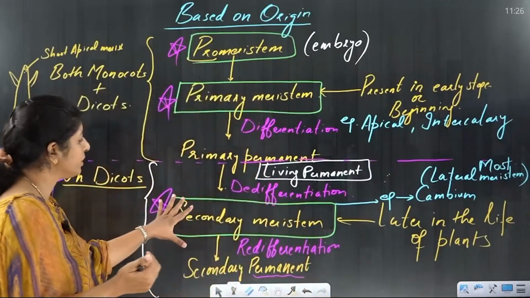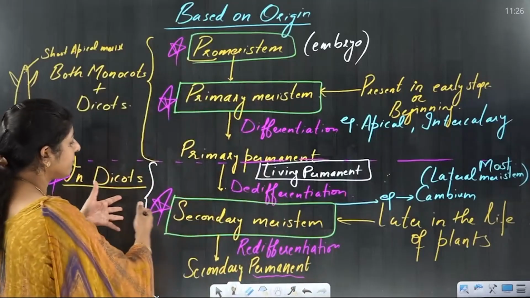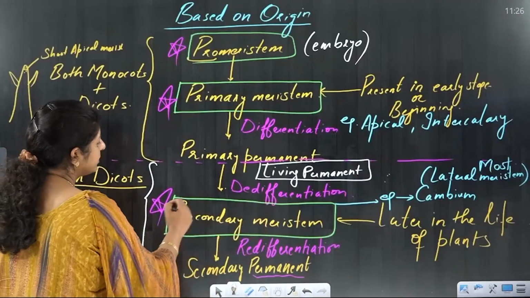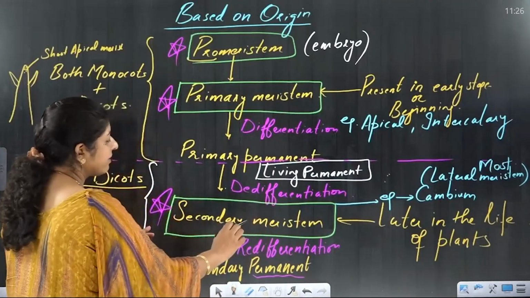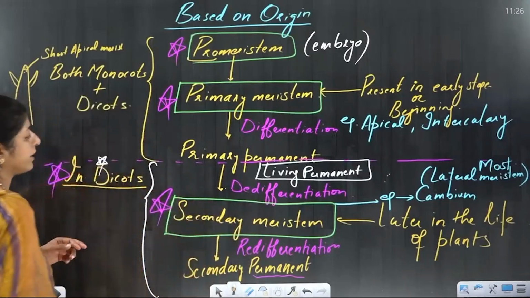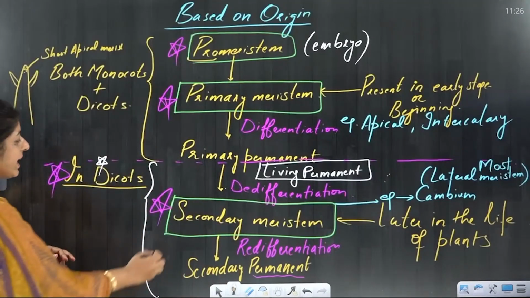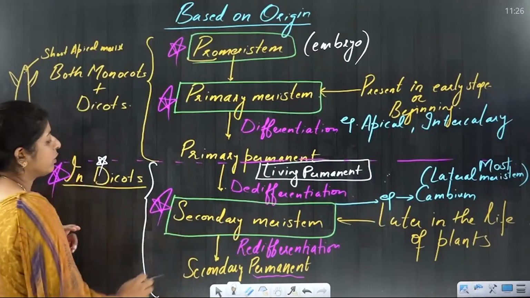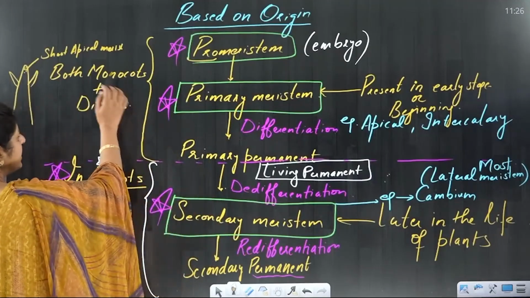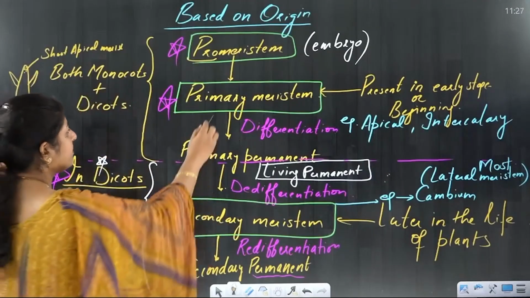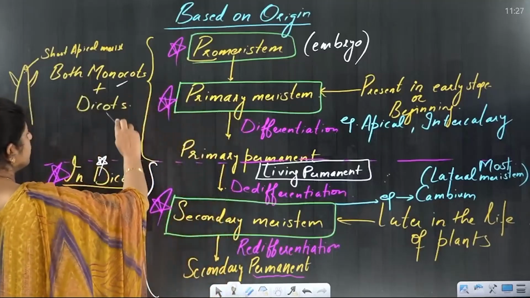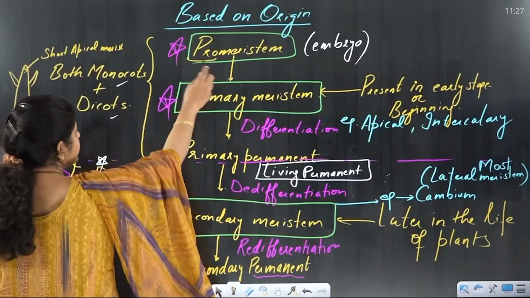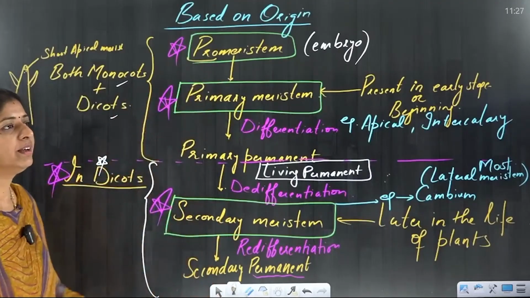Okay. So let me say here, when the secondary growth has to happen, which meristem is there? That is secondary meristem. In which case? In dicots. Are you getting that? So secondary meristem you will find in dicots. You will not find secondary meristem in monocots. Right? Primary meristem can be in both monocots and dicots. Even pro-meristem will be there in both monocots and dicots.